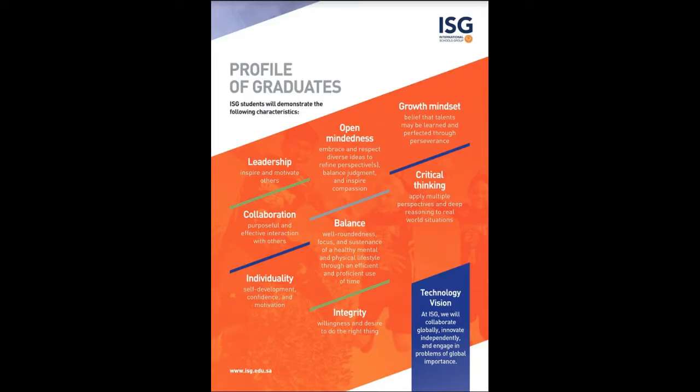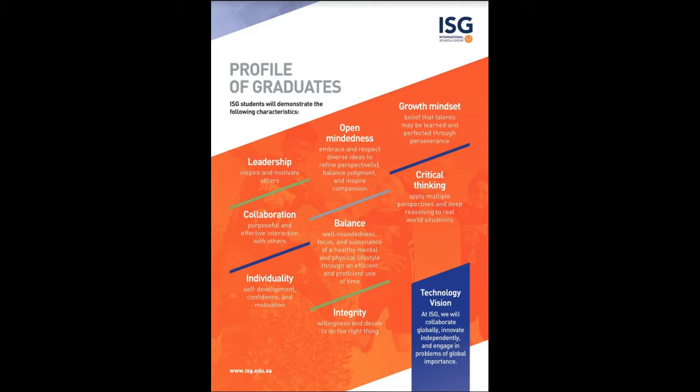Here we see the profile of graduates traits. So starting from leadership, which says inspire and motivate others. That means what you do if you show leadership. Next is collaboration, purposeful and effective interaction with others. Third is individuality, self-development, confidence, and motivation. Next is open-mindedness, embrace and respect diverse ideas to refine perspectives, balance judgment, and inspire compassion.